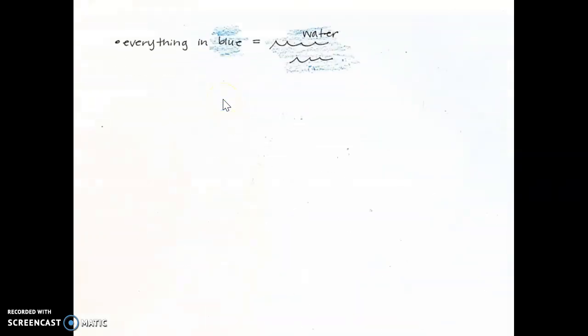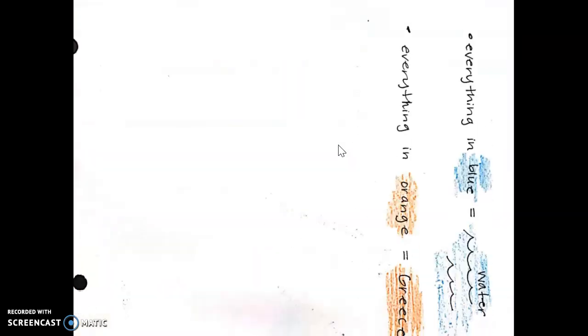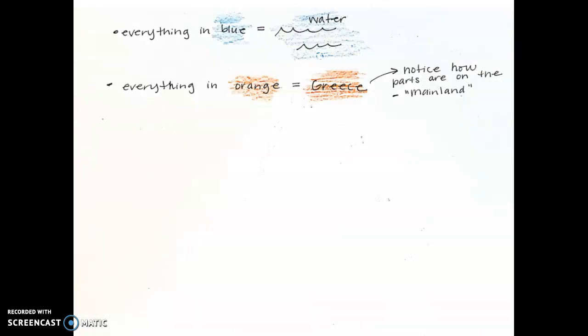Now what I'd like you to do is turn your paper over after you've had a chance to label everything, and we're going to take some notes. So everything that is in blue on this map equals water. So be sure that you know that. Anything that you colored blue represents the water. And everything that's in orange represents Greece.